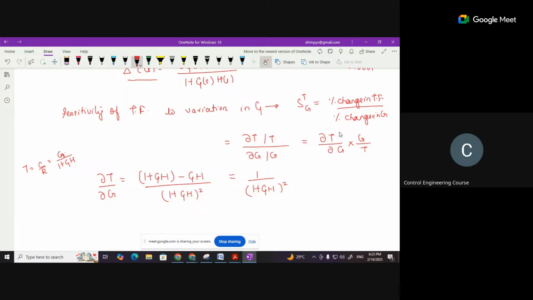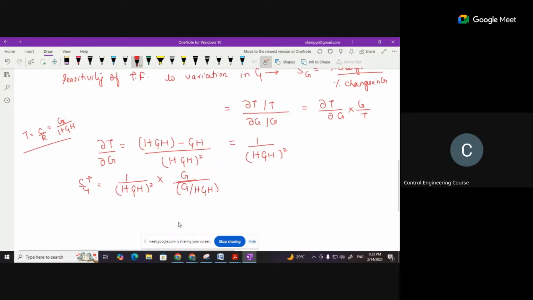So what will we get here? 1 by 1 plus GH square, right? This is del T by del G. That is what I have written. Now coming back to this, what it will be? 1 by 1 plus GH square into G divided by T. And what is T? T is again G by 1 plus GH. So how much is it going to be now? This comes out to be 1 divided by 1 plus GH.